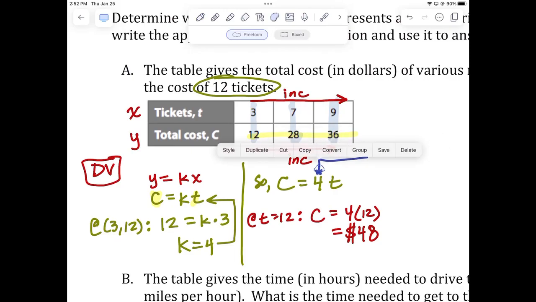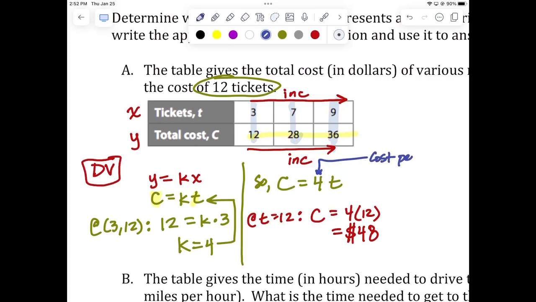What does 4 represent? This is the cost per ticket. Very good. This is your rate. $4 per ticket. Just like if you got $5 per hour, it would be 5. It's the cost per ticket.